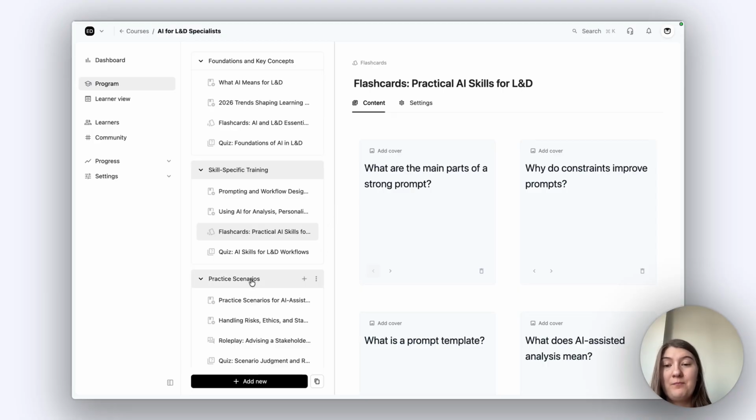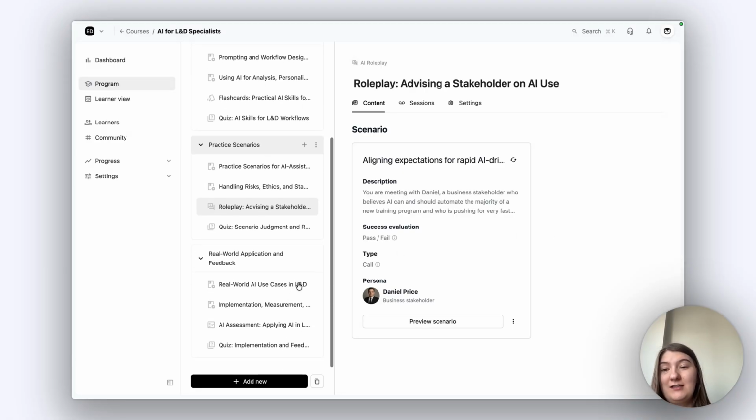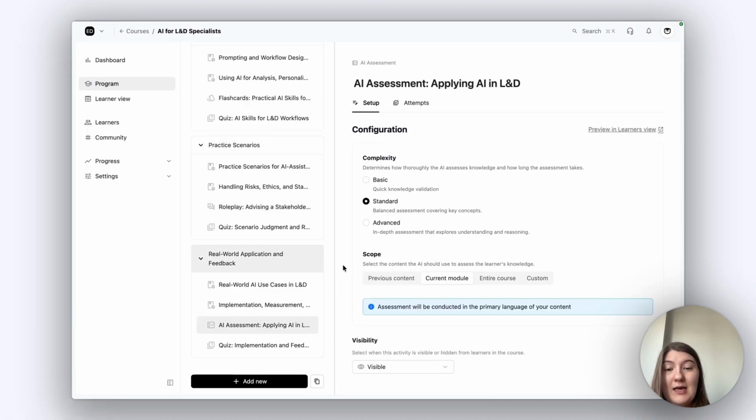Practice scenarios. Whenever there is a chance to do some practice, definitely go with some AI role plays, maybe some AI assessments, which would actually help your employees to get it off. And obviously, real world application and practice and feedback.